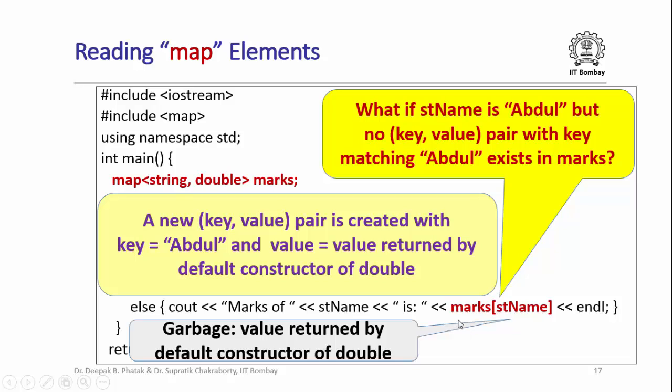So this is important, that in trying to read an element from the map, if that element did not exist, I will end up creating that element, initializing the value by whatever the default constructor returns, and I'm going to read that value, which in this case happens to be garbage.